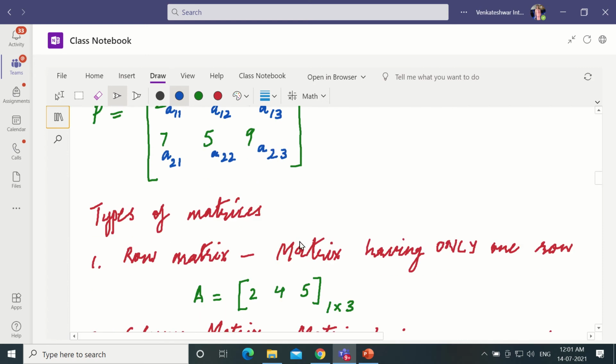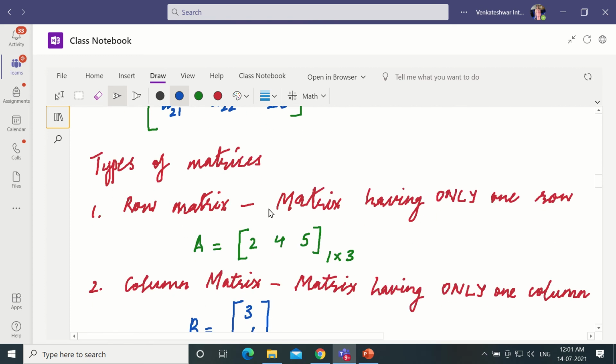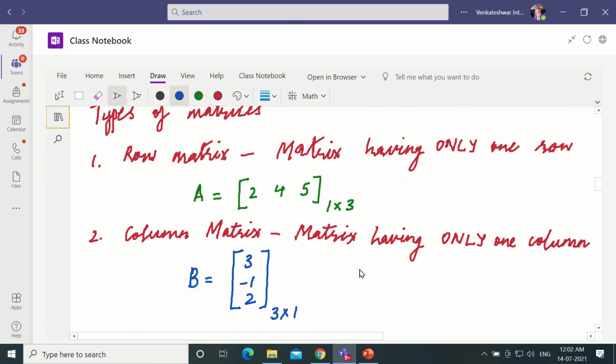We shall also learn about the types of matrices. We have something called a row matrix, which has only one row. So for example, I've given here A is equal to 2, 4, 5. So this has one row and 3 columns. So the order is 1 by 3, 1 into 3. And a column matrix, which has only one column. So if you see here, this has one column only but 3 rows.